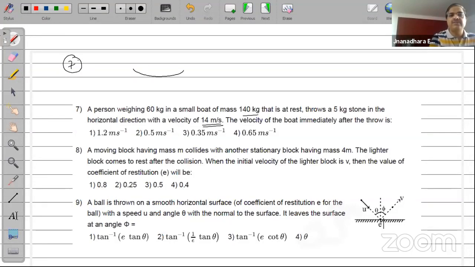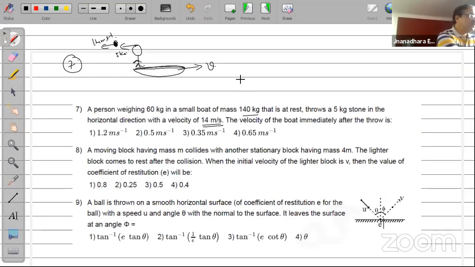So there's a boat here like this. And then a man who is standing on the boat. Okay, he is basically 60 kg. Throws a 5 kg stone horizontal direction with a velocity of 14 meters per second. So he's going to now throw it with 14 meters per second, this 5 kg one. Mass of the boat is going to be 140 kg at rest. Velocity of the boat immediately after the throw. So the boat and the man is going to move with some velocity v. So I have to find out that.